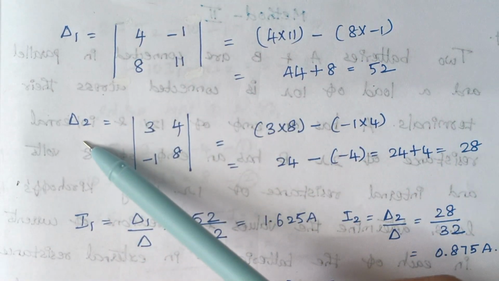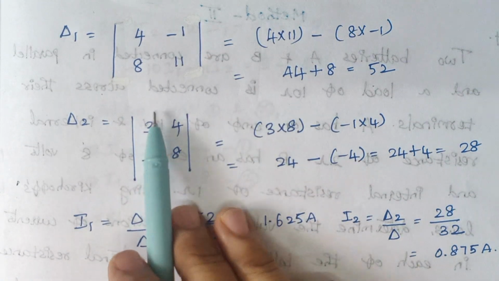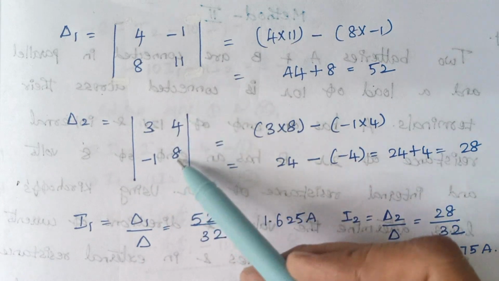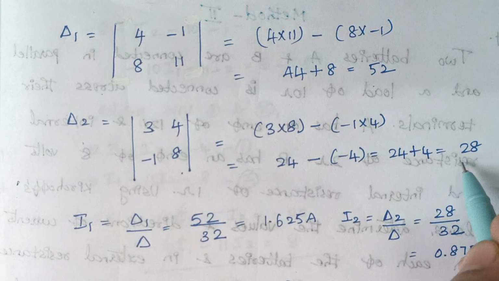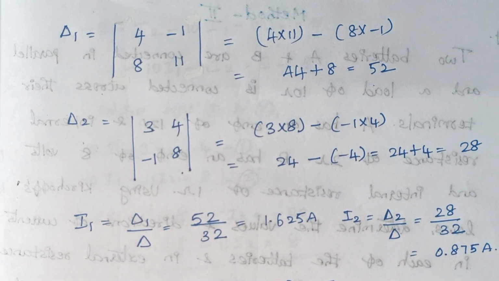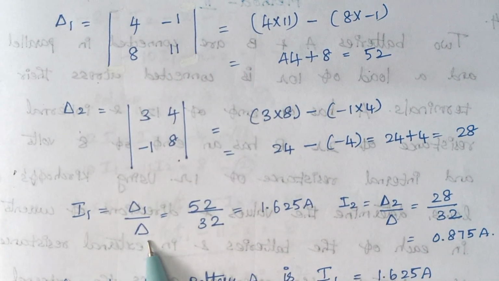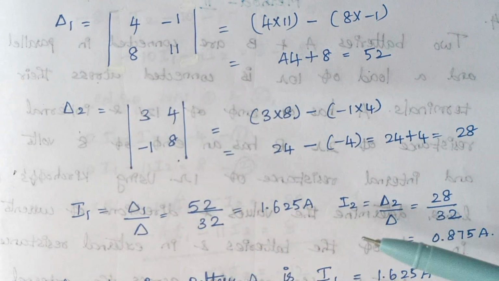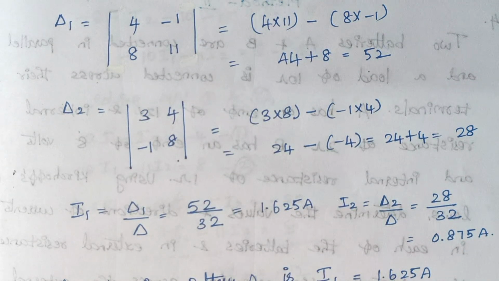And again for del 2, now we have to replace this second column. Right, the first column remains as such and the second column is replaced by the voltages. Right, again when you calculate, the value is 28. Right, now we are going to calculate the values of I1 and I2. So I1 is given by del 1 by del. That gives an answer of 1.625 amps. And similarly, I2 is given by del 2 by del. That gives an answer of 0.875 amps. Right.